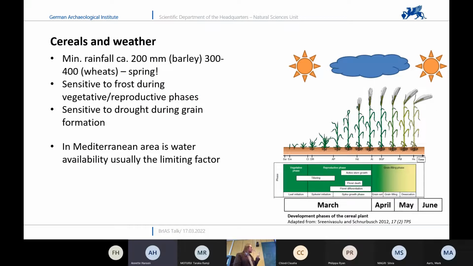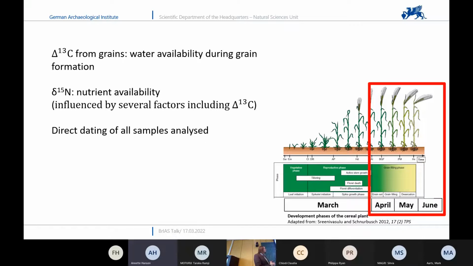So you probably know how weather can affect the growth of cereals. Especially there are some very key points where cereals are very sensitive to frost or drought. And in the Mediterranean area, it's basically water availability which is a limiting factor. So what we did is we used stable isotope analysis of carbon and nitrogen to see a little bit the growing conditions of this cereal.